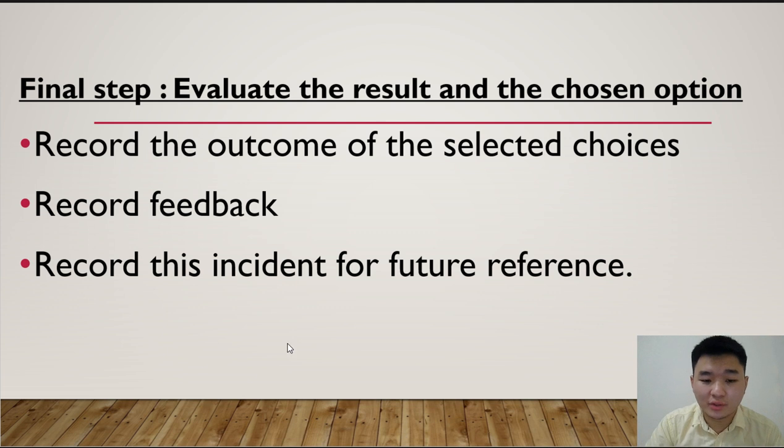And then you can also record this incident for future reference. Who knows, man? Maybe the same problem will happen in the future, but when it happens again, you recall this memory: I encountered this same problem before. I know how to solve this in the easiest and the fastest way.